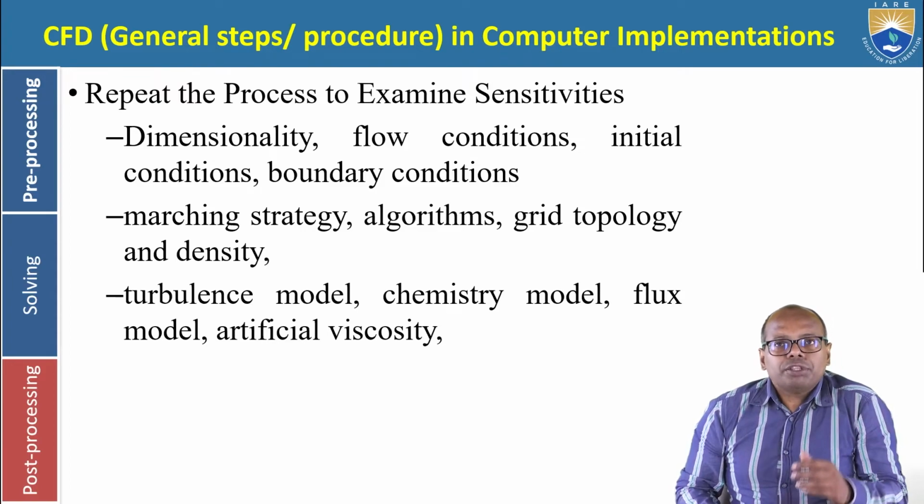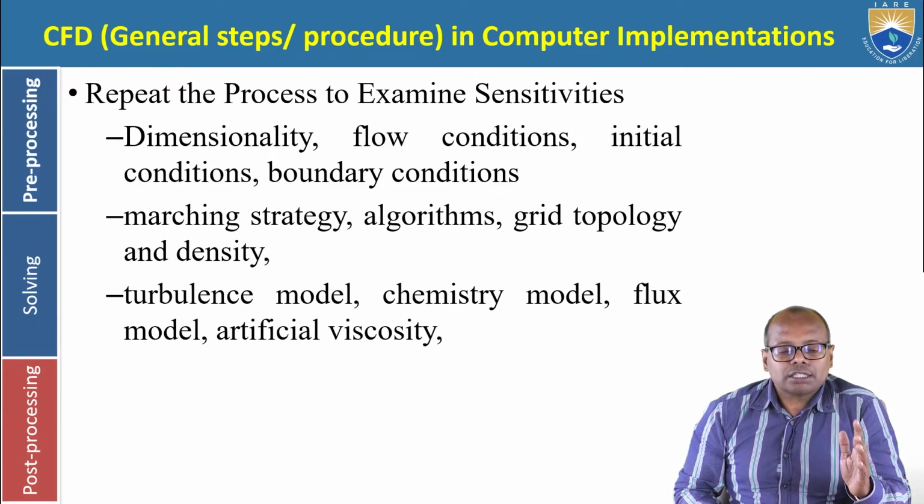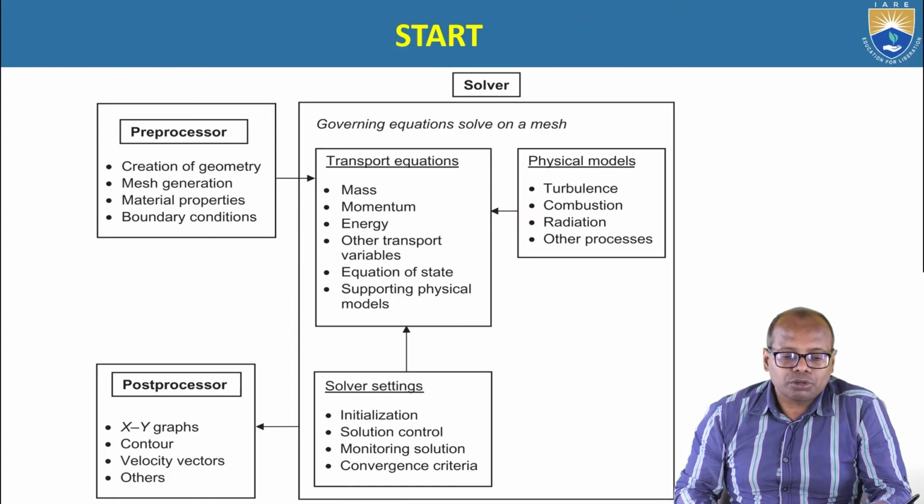Now if the results are acceptable, I can stop. Otherwise, if the results are not acceptable, I have to repeat the process. I can change the dimensions, the flow conditions, the boundary conditions, or the marching strategy, the time marching or space marching strategies, or I can change the turbulence models or any other model I can use. Like this I have to iterate, and finally come to some conclusion. So that is about post processing.